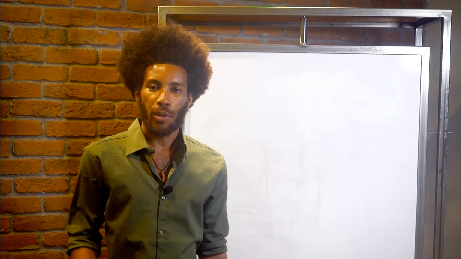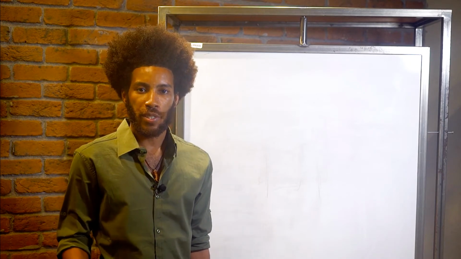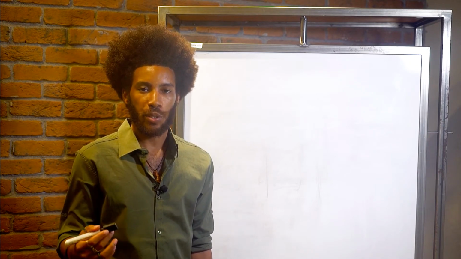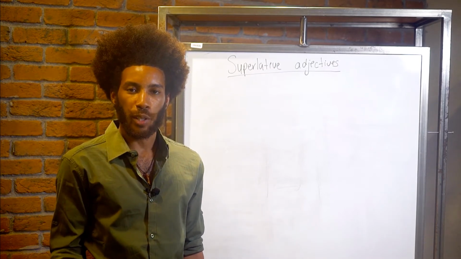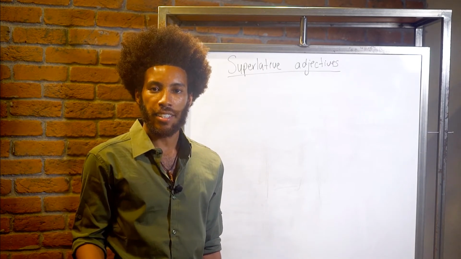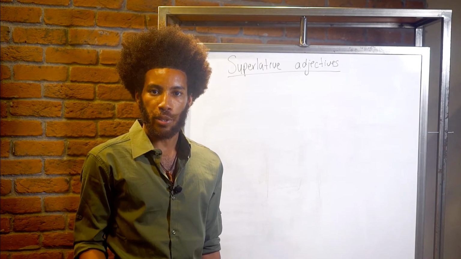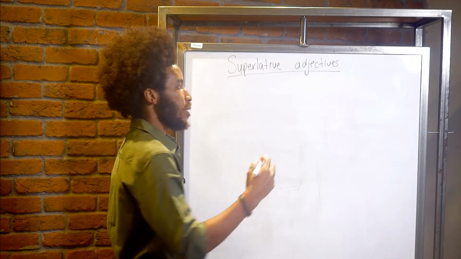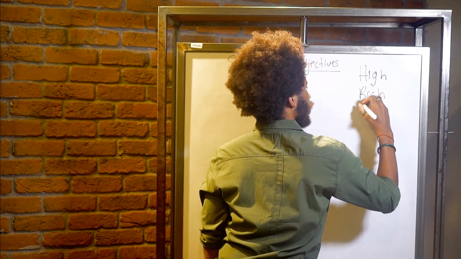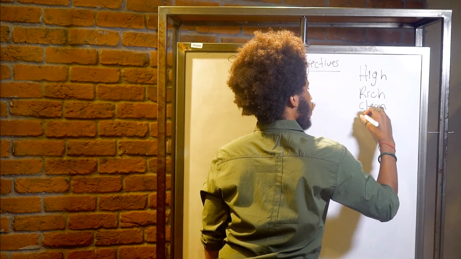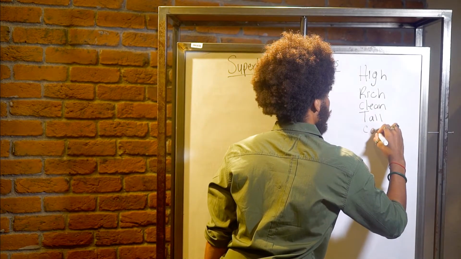Now we will move on to superlative adjectives. Superlative adjectives show differences in an extreme to 3 or more nouns. If a superlative adjective has one syllable, then you just add EST to the adjective to create the superlative version. I will use the words high, rich, clean, tall, and cool.